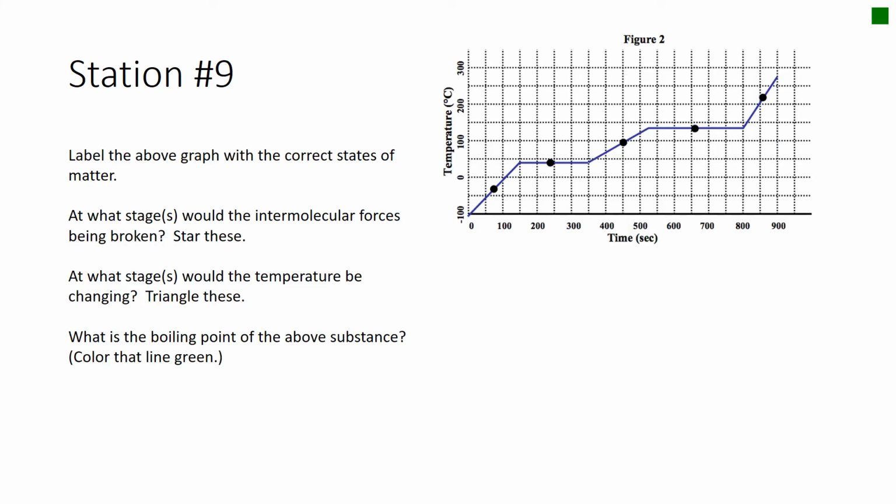All right, label the above graph with the correct states of matter. So we're going to start. I see three of these angled lines, so I know I'm going to have a solid, a liquid, and a gas. And in between would be a solid going to a liquid, and a liquid going to a gas.